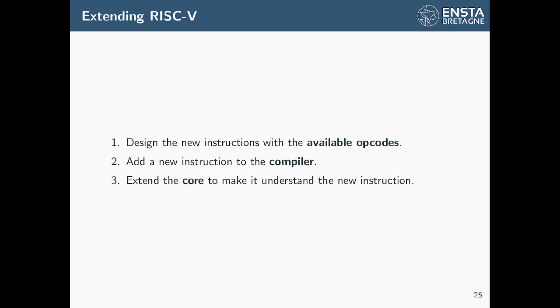So what does it mean to extend RISC-V? You would have to design the new instructions with the available opcodes. You would have to add your instruction to the compiler so that it emits your instruction at the right time, and then you'd have to extend a core. You have several open source cores, so you can extend the core to make it understand your new instruction.